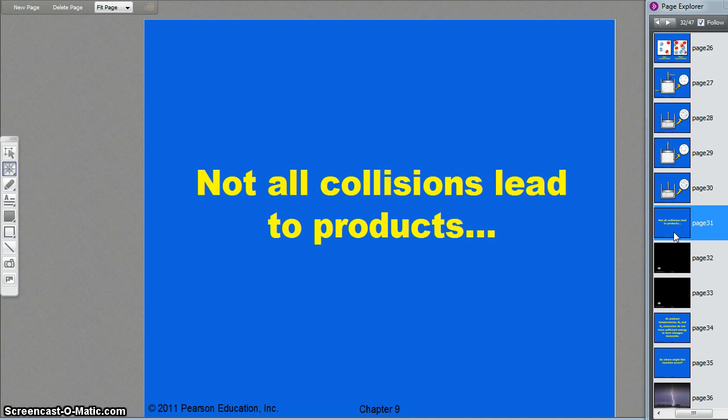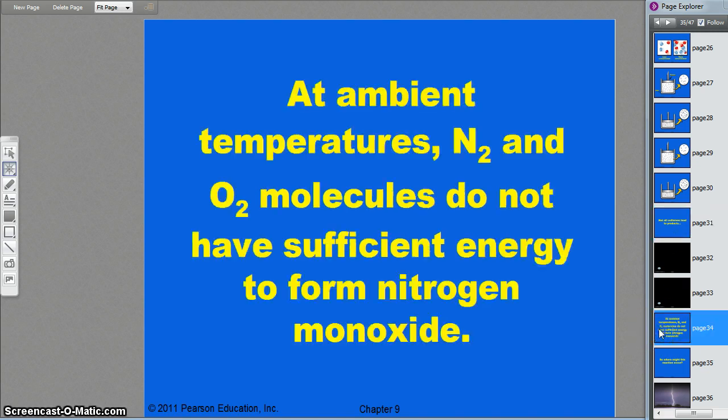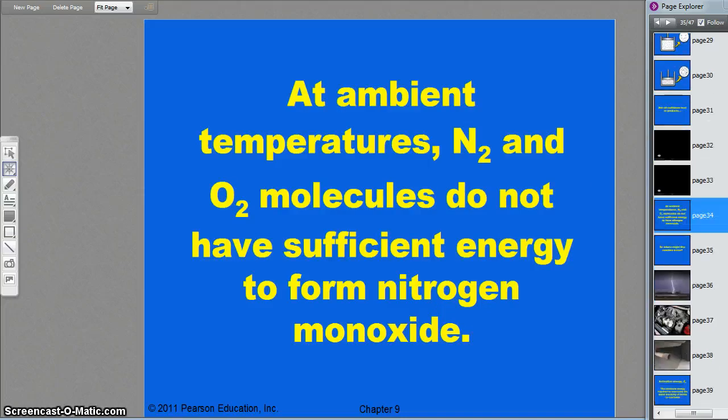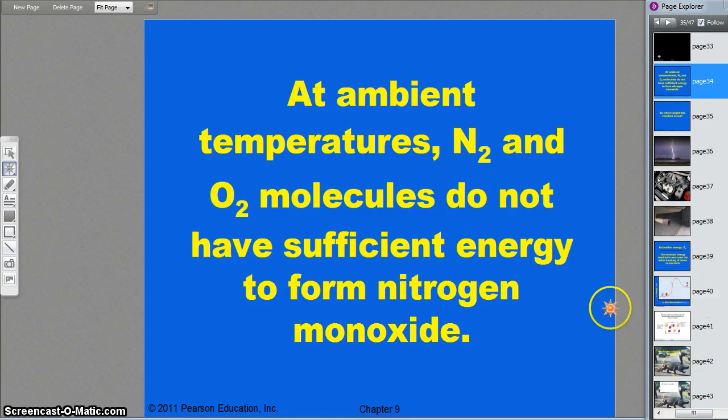When the temperature is higher, their energy is higher. Kinetic energy is related to speed, and that's related to the temperature. So reactions are going to be a lot more likely to occur. So at ambient temperatures, that's room temperatures, nitrogen and oxygen molecules don't have enough energy to form nitrogen monoxide.